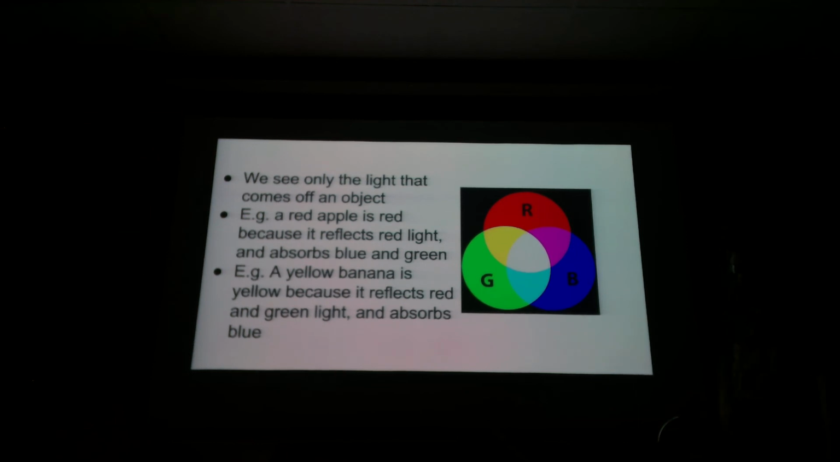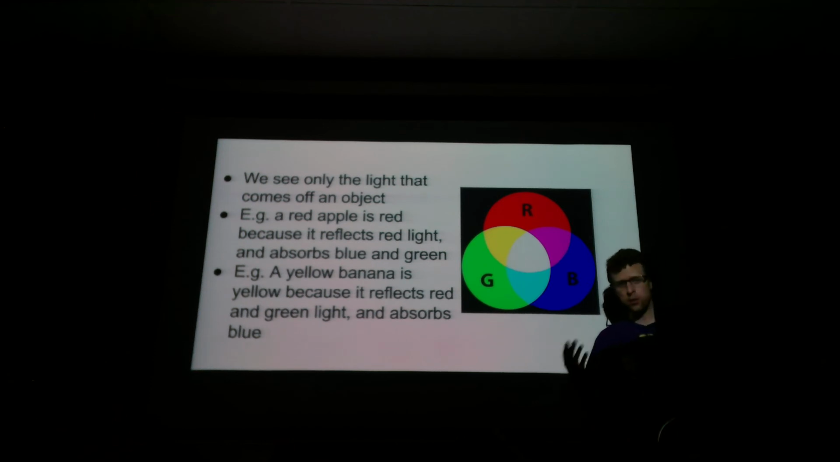A red apple under yellow light, or a mixture of green and red light: the red reflects, so we see the red. The green absorbs, so we don't see it. And so we only get the red light. Here, the red apple still looks red. All we care about for vision is the light that gets to our eye. So the light that gets absorbed in the apple or the banana or whatever else doesn't get to our eye. We can't see it anymore.